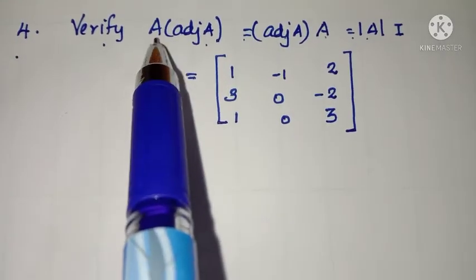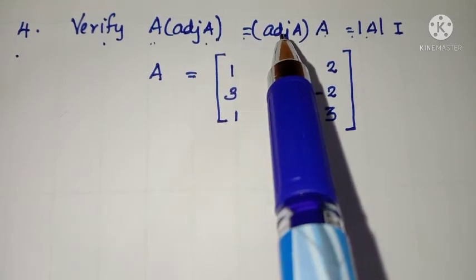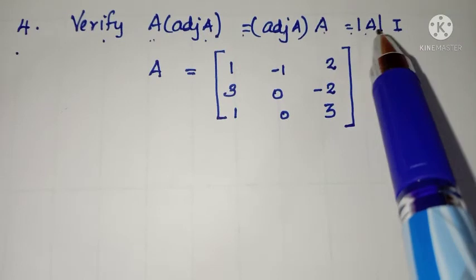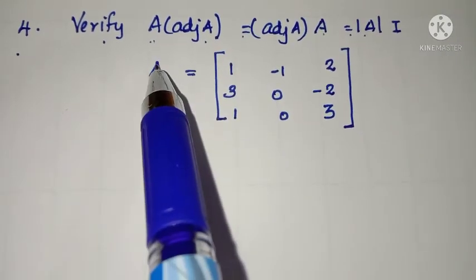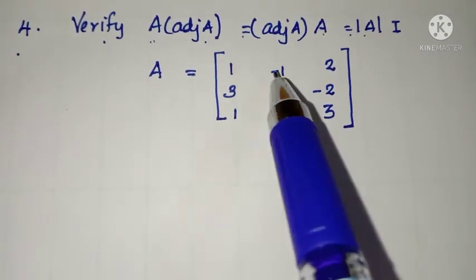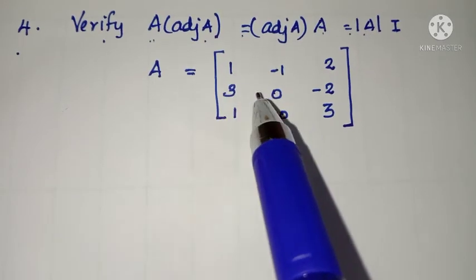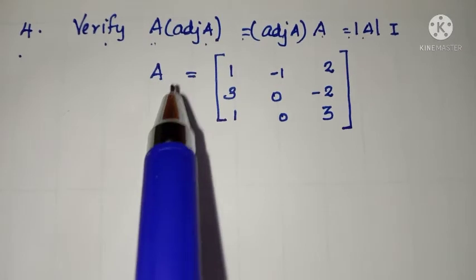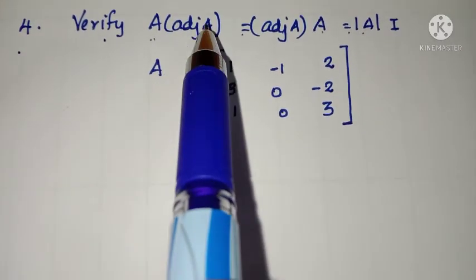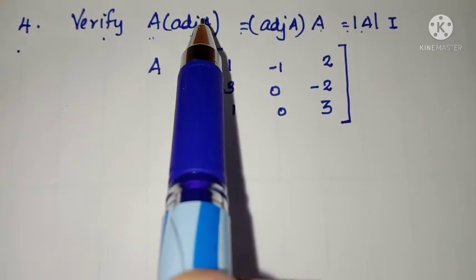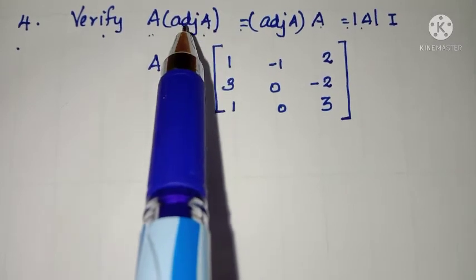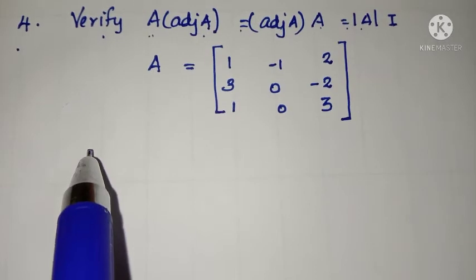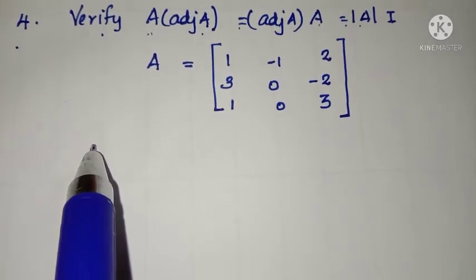Verify A into adjoint A equals adjoint A into A equals determinant A into I, where A is the matrix 1, minus 1, 2; 3, 0, minus 2; 1, 0, 3. Here we want to find adjoint A, so obviously we need the minor matrix as well as the cofactor matrix. Let's see the cofactor matrix.